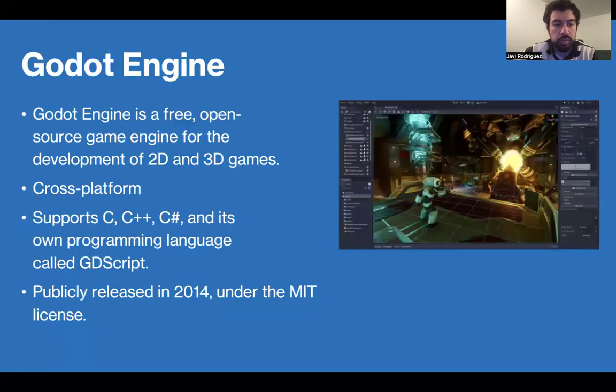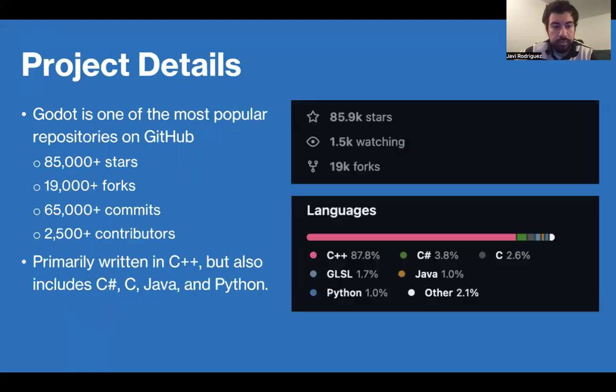I decided to contribute to the Godot engine. It's a free open source game engine for the development of 2D and 3D games. It's cross-platform, supports C, C++, C Sharp, and its own programming language called GDScript. It was publicly released in 2014 under the MIT license.